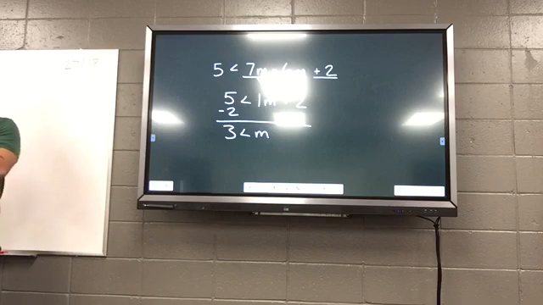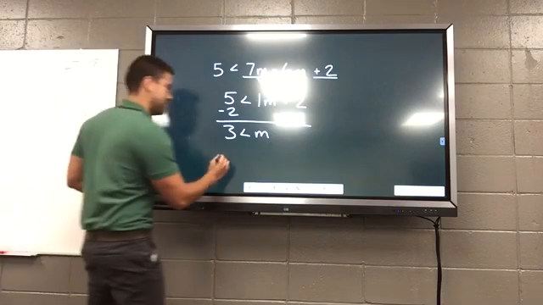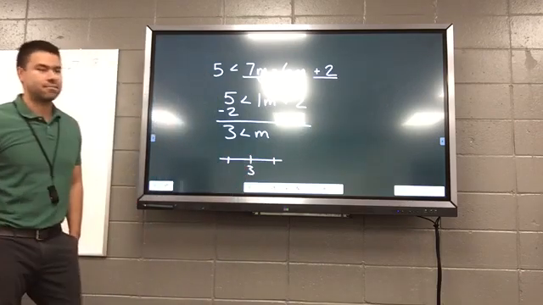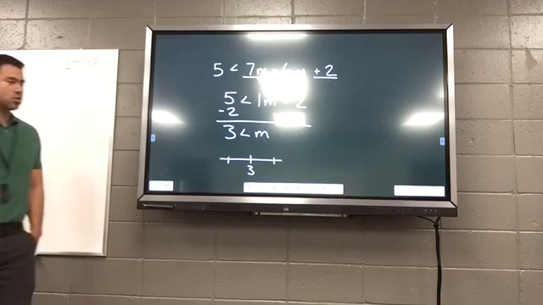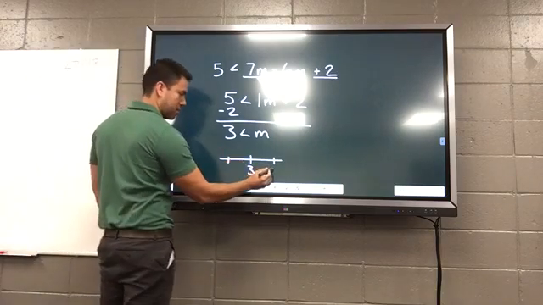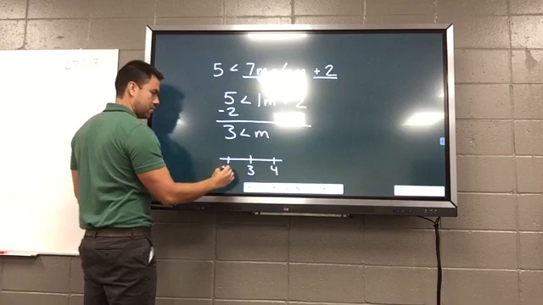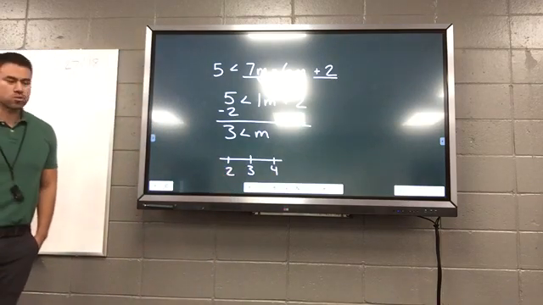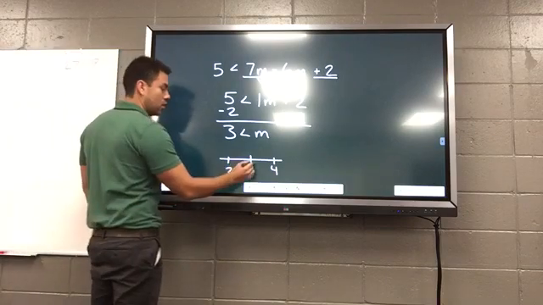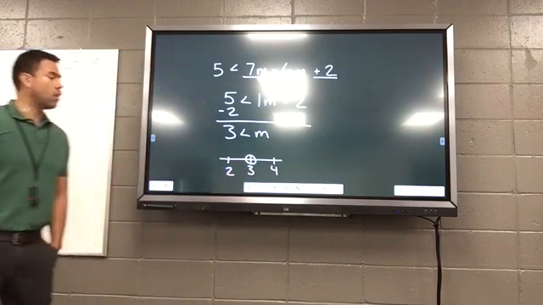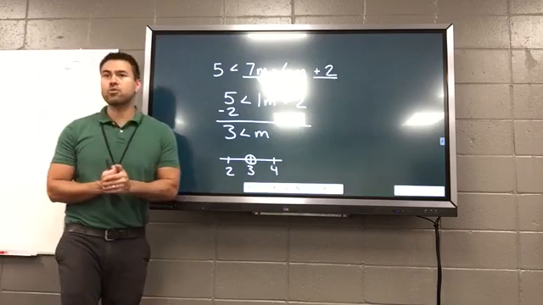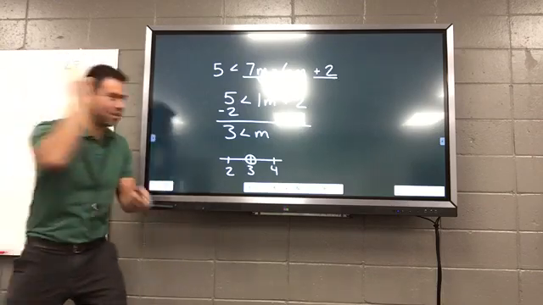So I have my variable by itself, now I can graph it. Nelson, what number should go on the right? What number should I put here? And then on the left? 2. All right, so we got our numbers straight. Olivia, what kind of circle should go on 3? Open circle. Paul, why is it open? Because it's just less than, not equal to. Good. And which way should the line go?